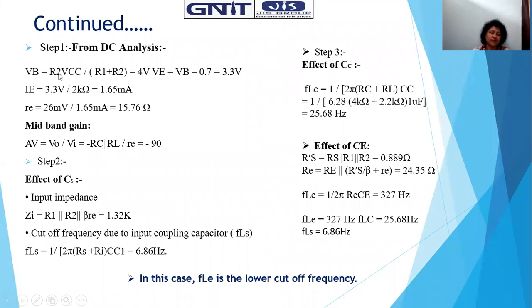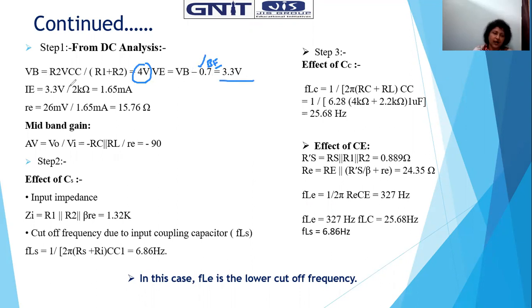So what we got from this network, what is VB? We have to calculate. That is the drop against R2 that I have already stated to you. That's R2 into VCC divided by R1 plus R2. And if we put in the values of R1, R2, VCC, then we found the value of VB, that is 4 volt. If VB we got 4 volt, then what is VE? VE is basically VB minus VBE, right? What is VBE for the silicon transistor? That is 0.7. So what we got? That is 4 volt minus 0.7, that is 3.3 volt.